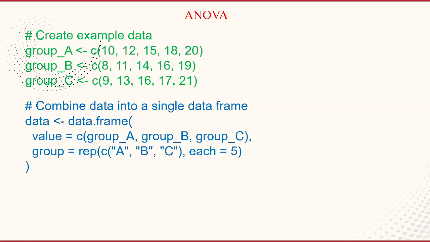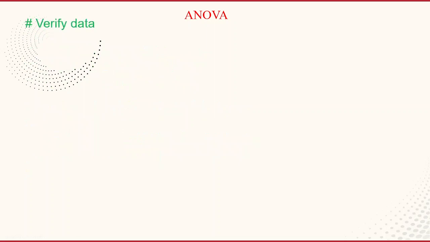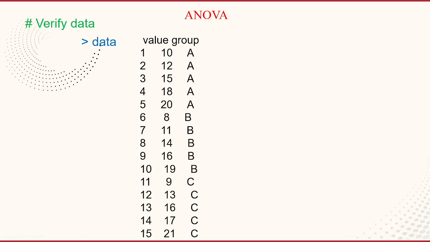Now let us see how the data is stored. Let us verify in the software after giving this code in our programming. I type out the data and press enter, then the values will be displayed like this. That is the value and the group. The values are 10, 12, 15, 18, 20. That is all of A, and then B and C.